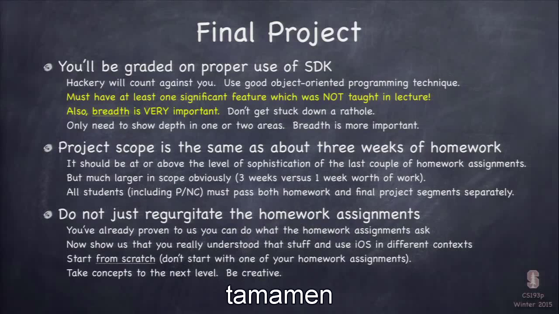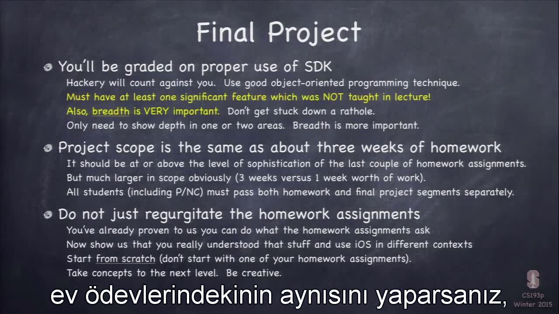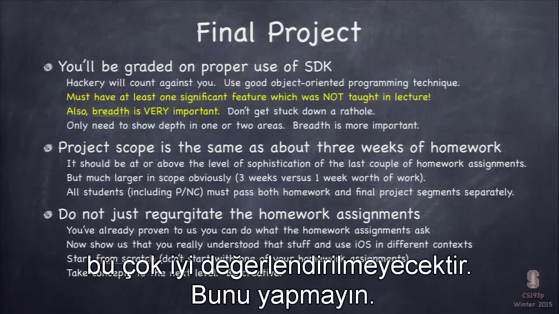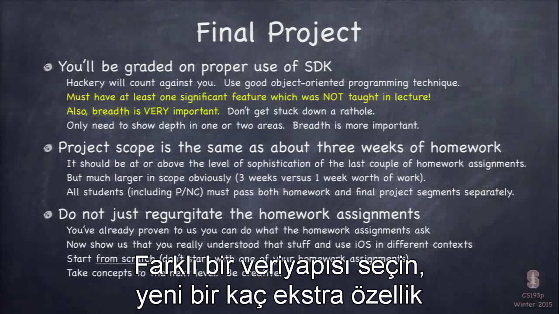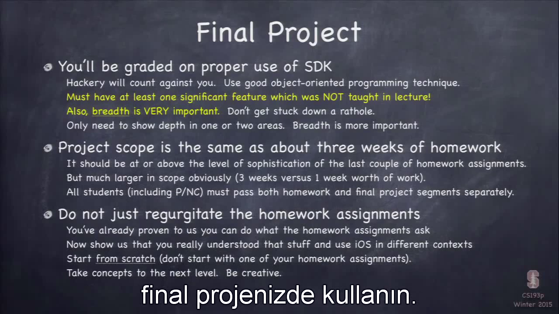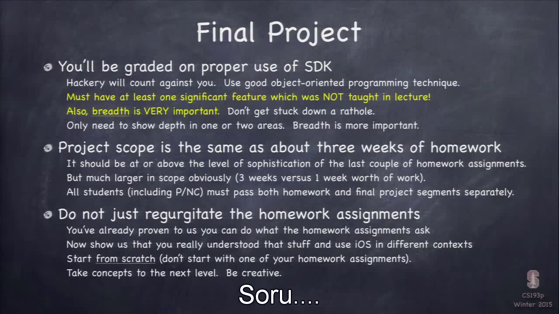Because if you do something exactly the same way we did it in the assignment, like if you had a table view and its data structure is exactly the way we did it for the assignment, it's kind of like, well, we already knew they could do that. So don't do that, okay? Pick a different data structure, something more interesting. Do a couple more features in table view. Do things that are maybe extra credit in the homework. Do those in your final project, those kinds of things, to get some difference between your homework and your final project.